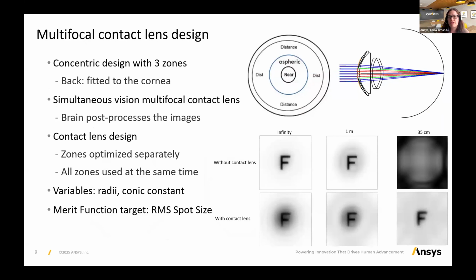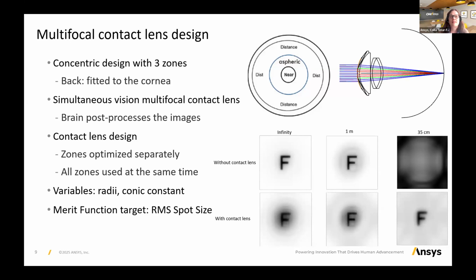So in order to restore the vision quality at a wide range, we design a multifocal contact lens, which consists of 3 concentric zones, starting with a central spherical zone for near vision, then an aspheric transitional zone for intermediate distances, and finally a peripheral zone, spherical again, for distant vision. This type of contact lens is a simultaneous vision multifocal lens, which means that the patient sees all the focused and out of focused images at the same time, and the brain learns to post-process these images.